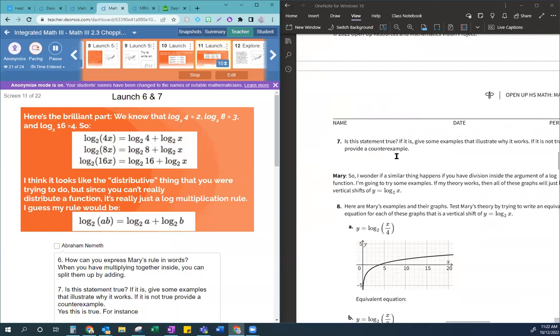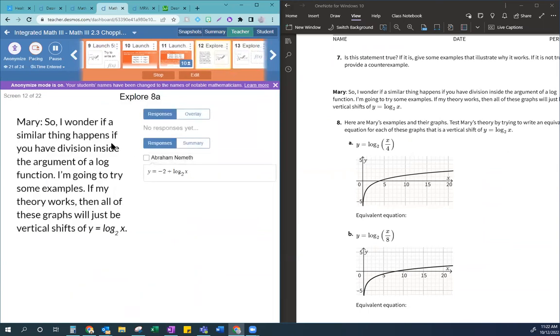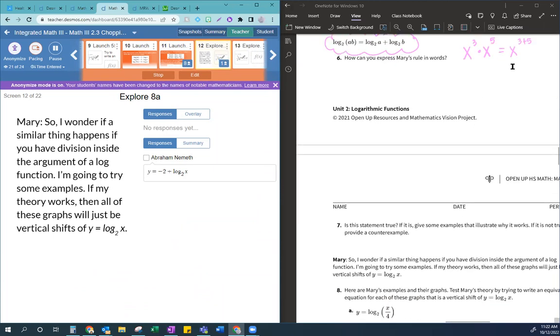Number 7 says, is this statement true? Yep, it's true, and we just found it. Then continuing on, Mary says, I wonder what would happen if you have division inside the argument. Okay, so remember, can you take yourself back to exponential land? What did you do when you had division, say x to the 7th divided by x squared? What did you do with your exponents?